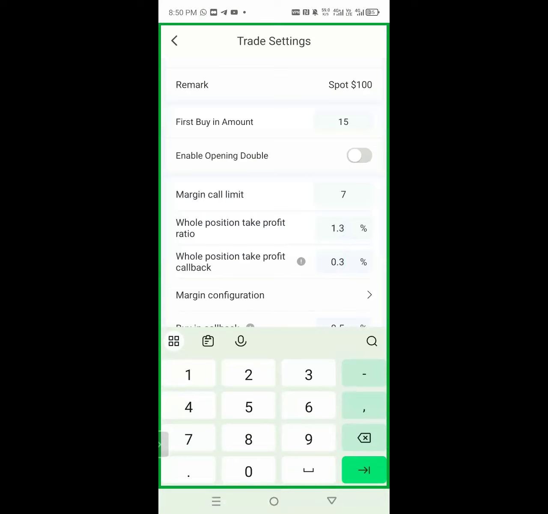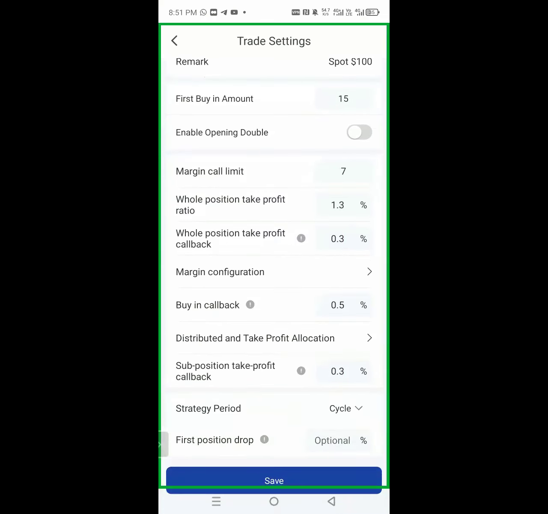You understand? The callback function helps the robot to buy when you want to start the trade or buy your margin calls. It helps the robot to buy at the best price, that is, we have the buying callback to buy at the best price, and the whole position take profit callback is to sell at the best price. So it means that once you sell, in this example now, your take profit ratio is 1.3%.